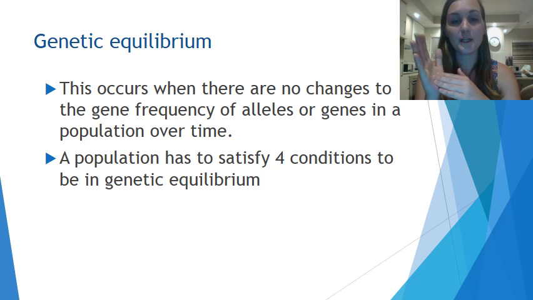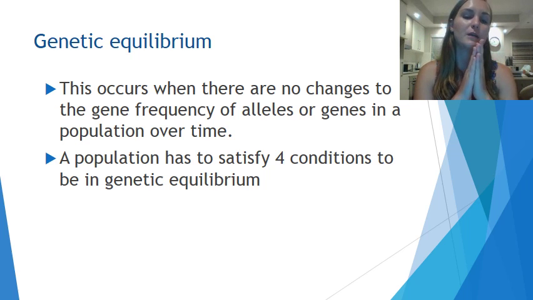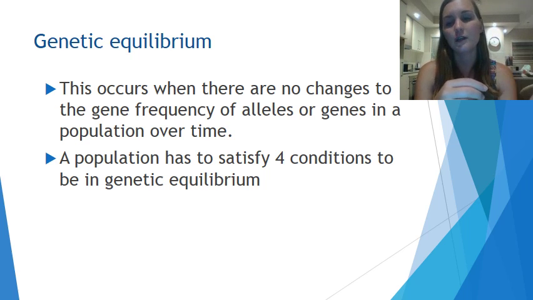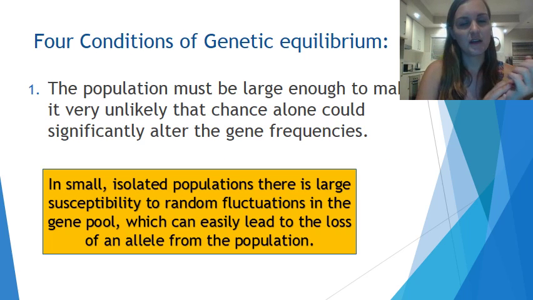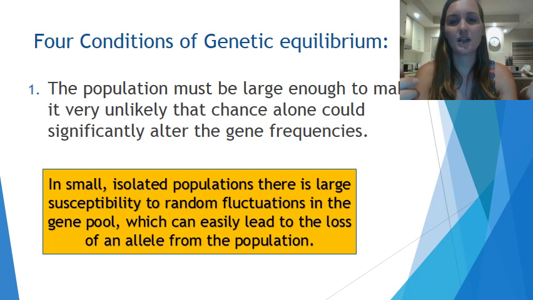and a population has to satisfy 4 conditions to be in genetic equilibrium. Now, I will just preface that genetic equilibrium obviously does not happen very often at all, and you will find out why. Okay, so here are the 4 conditions of genetic equilibrium.